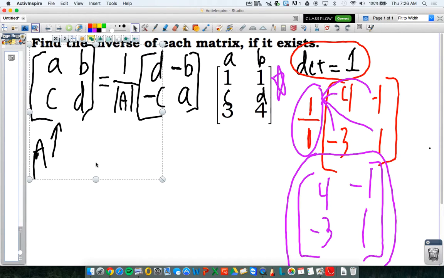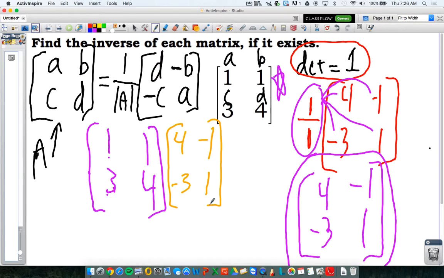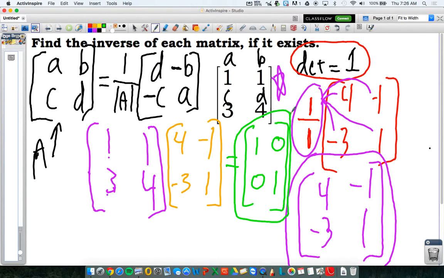Going to multiply the original matrix, which is 1, 1, 3, 4, times the inverse you created, which is 4, -1, -3, 1. When you multiply that together, you're going to get something called the identity matrix. And the identity matrix will look like this. 1, 0, 0, 1. This is the matrix equivalent right here of getting 1.